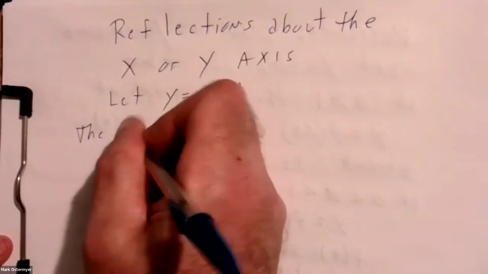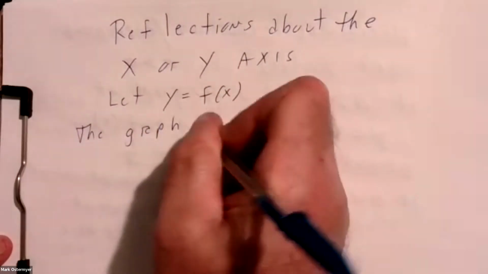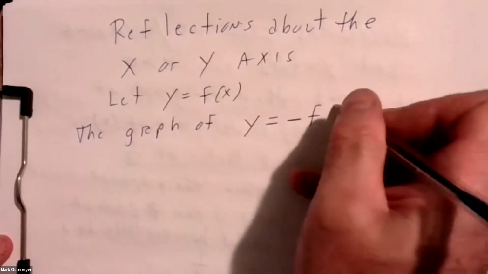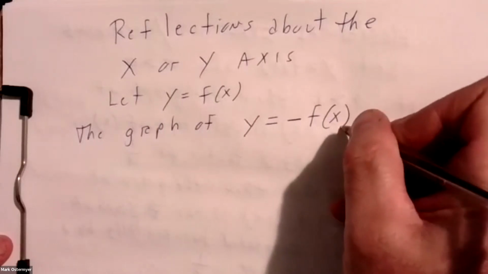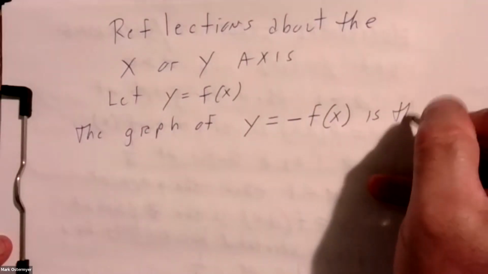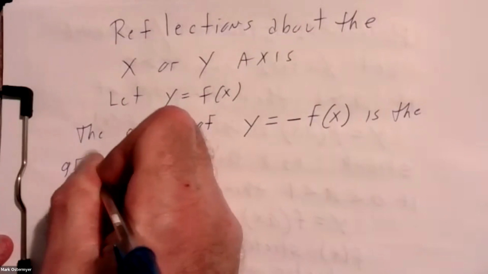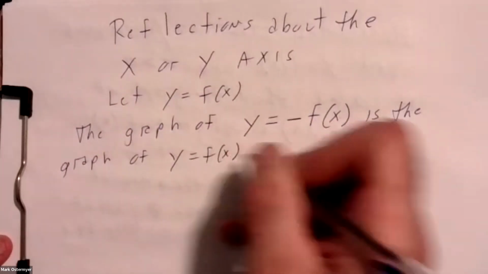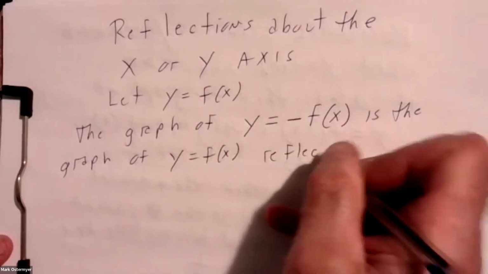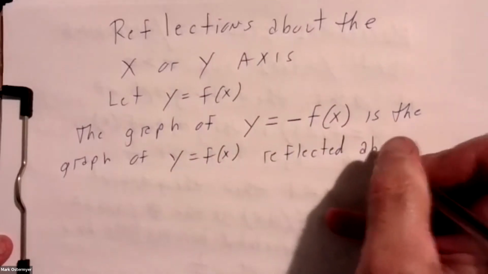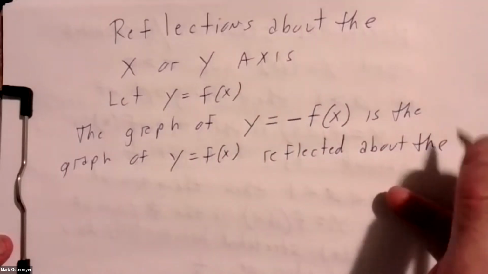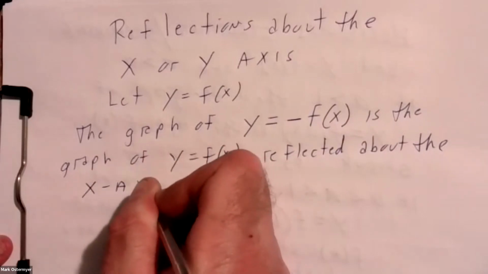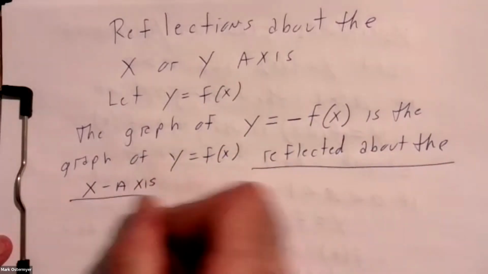Then we say the graph of this new function, y equal to the negative of the original parent function, f of x, is going to be the graph of y equals f of x reflected about the x-axis. So it's going to be reflected about the x-axis.